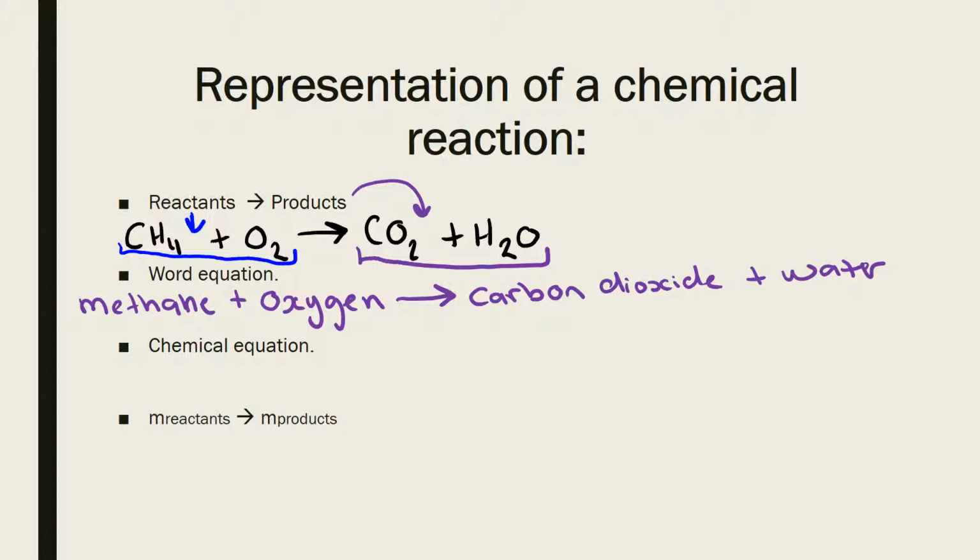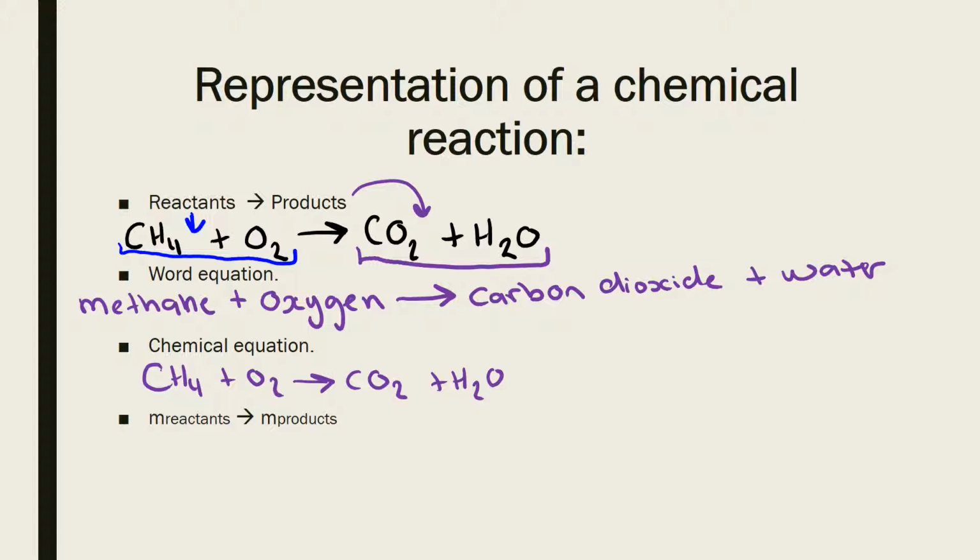Then we have chemical equation. A chemical equation is what we've written on the top. So we actually write CH4 plus O2 gives us CO2 plus H2O.